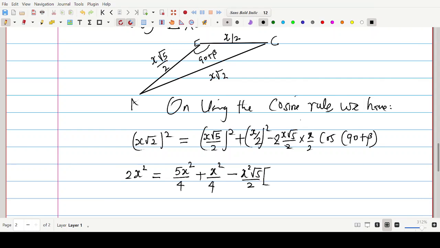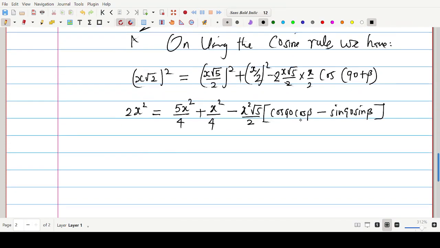Now, this cosine of 90 plus alpha can be expanded by using the sum formula in trigonometry, the compound angle formula. So in this case, we have cos 90 cos beta minus sine 90 sine beta. Can you see that? All right. So we have this as a result.